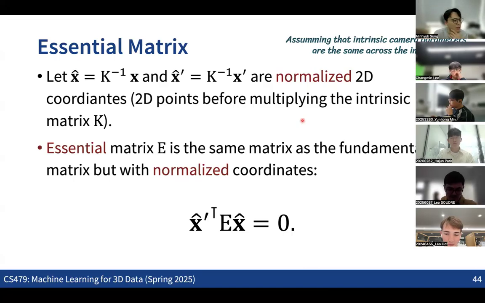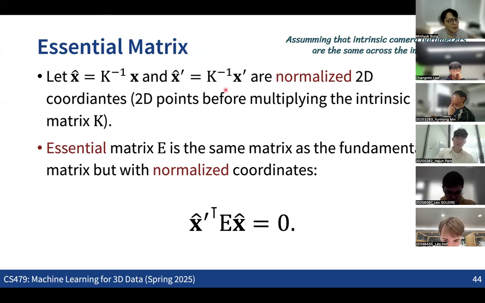Then the essential matrix is basically the same as the fundamental matrix, but the only difference is that now we are defining the same thing not for the image coordinates with some kind of arbitrary camera intrinsic parameters, but for the normalized 2D coordinates, right? The same thing, right? So we are just changing the term.